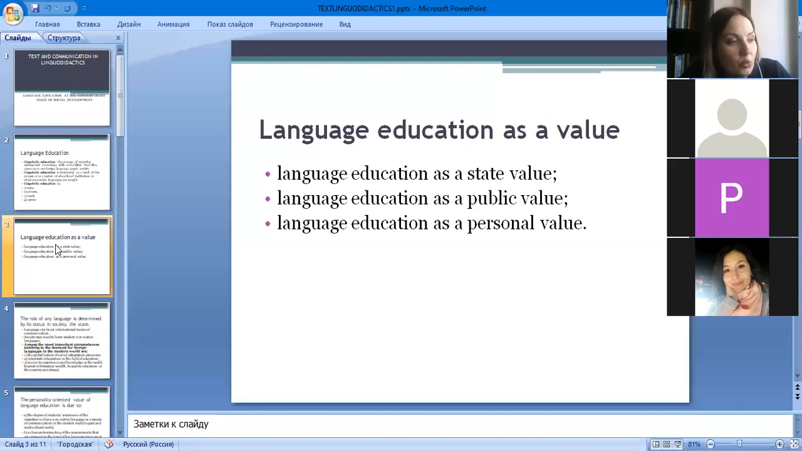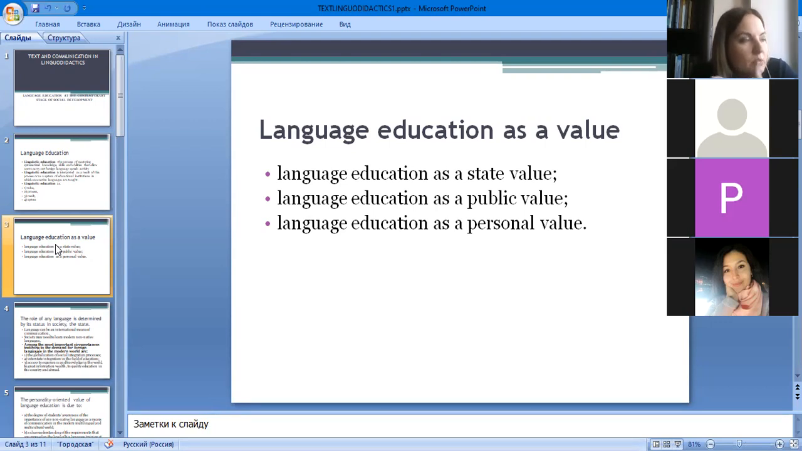We've been speaking about the importance of proficiency in modern foreign languages. So if we accept the logic of the scientists, Gershinsky, his reasoning, the language or linguistic education as a value involves the following blocks. So language education is a state value, language education is a public value, and language education as a personal value. Immediately, we note that we are talking about interconnected blocks.